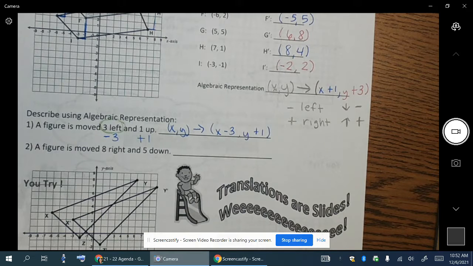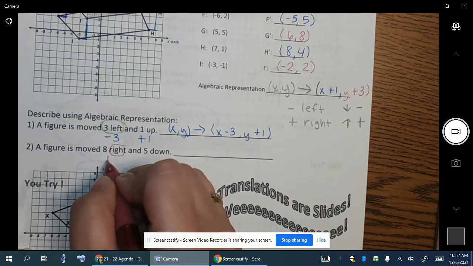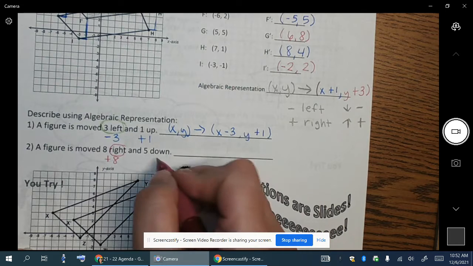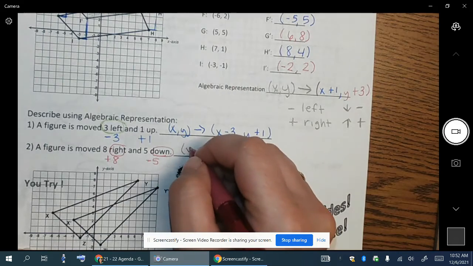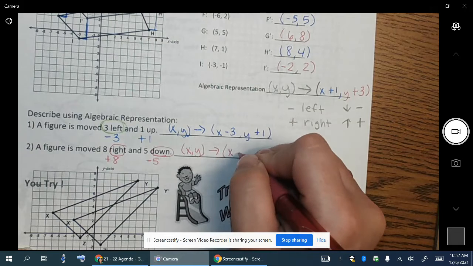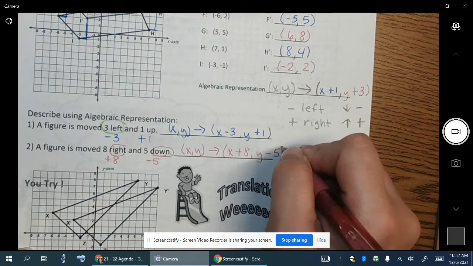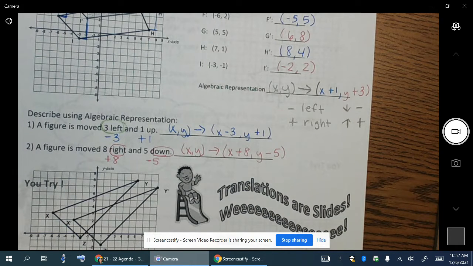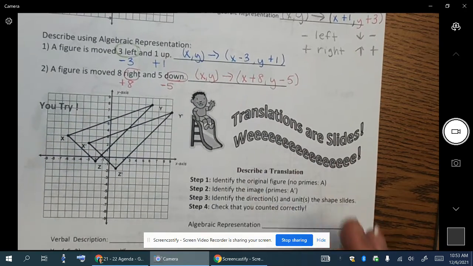Good enough? Alright. What if I'm moving 8 to the right? What's happening? Plus 8. What if I'm going 5 down? Minus 5. So you just have to know your directions. If you do, this is very, very easy. But my algebra is x plus 8 and y minus 5. So I don't have to redraw the shape and do all of that to find the points. I can just use the algebra and add or subtract.